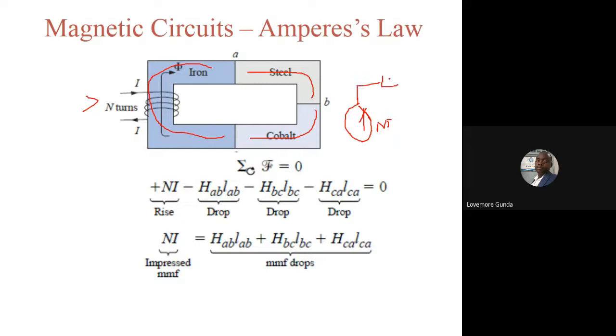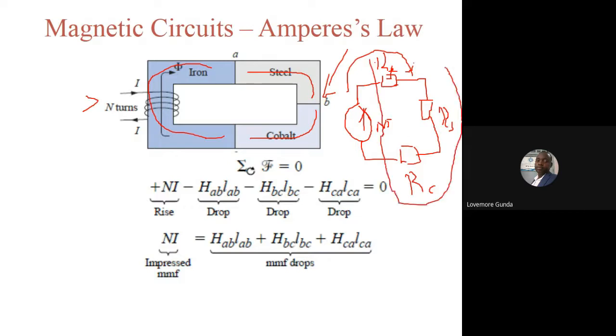So we could represent it by an equivalent magnetic circuit where this is Ni, right? Then this is our reluctance for iron, all right? Then the next one will be for R steel. Then the next one will be R cobalt. So the representation of the physical magnetic circuit is this, but this is also an equivalent circuit. So if you calculate R iron and R steel and R cobalt, then the total reluctance is still the same as series resistances.